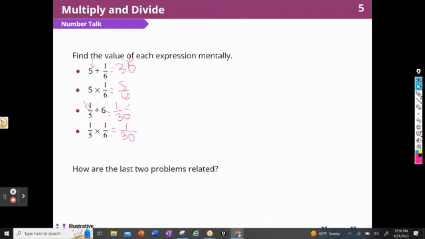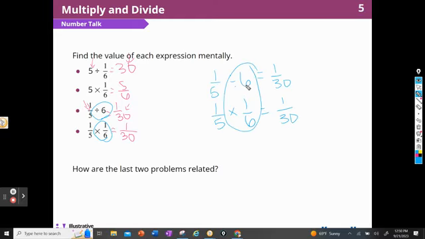How are the last 2 problems related? Well, dividing by 6 and multiplying by 1/6 give the same result. So if I am dividing by 6 and multiplying by 1/6, I'm doing the same thing. So 1/5 divided by 6 is the same as 1/5 times 1/6. I'm going to get 1/30 for both of those things. So that's interesting, right? If we divide by a whole number, we can flip it and make the numerator 1. We call that the reciprocal. So this is the flip of it, right? Then we know what we're doing.